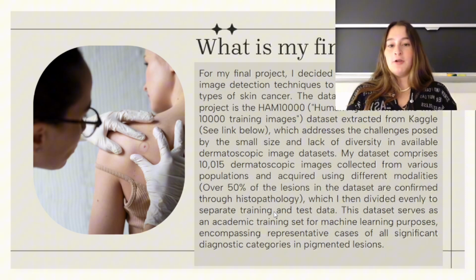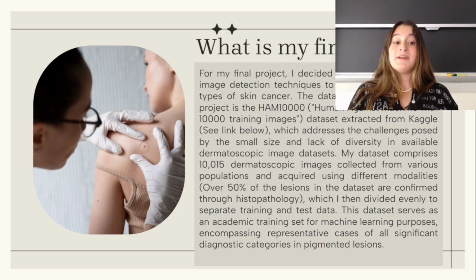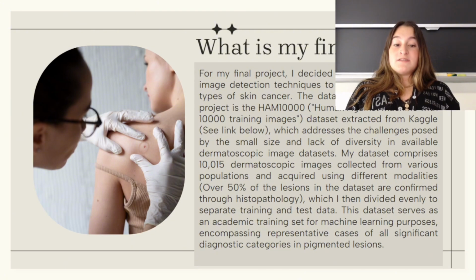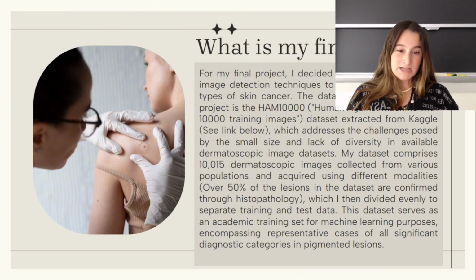So what is my final project? For this project, I decided to utilize ResNet 18, which is an image classification model, and different image detection techniques to classify 7 different types of skin cancer. The dataset that I employed for this project was called HAM10000, which is the acronym for Human Against Machine, with 10,000 training images, and this was extracted from Kaggle. The link will be attached below.